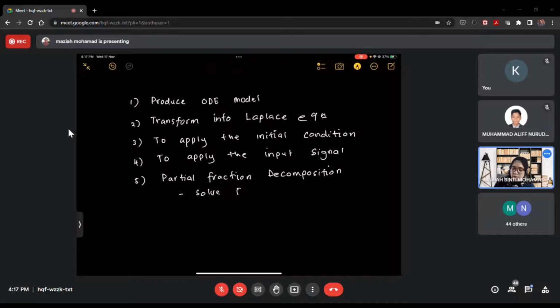After the partial fraction decomposition, we're going to solve for the parameters. There will be parameters in the partial fraction that we need to solve. You may use the Remainder theorem; we're going to discuss the Remainder theorem after this. And the last step is to inverse the Laplace.